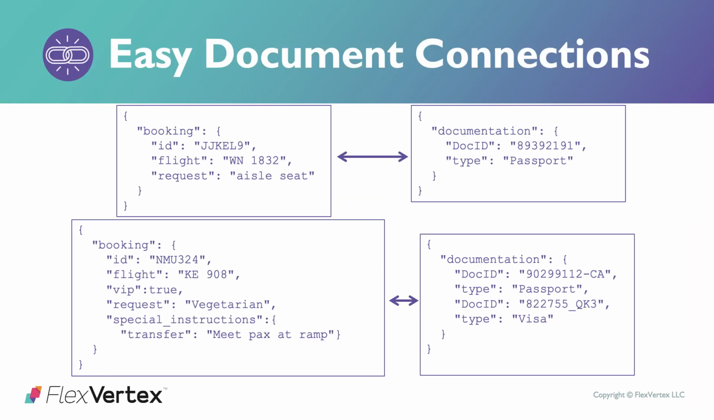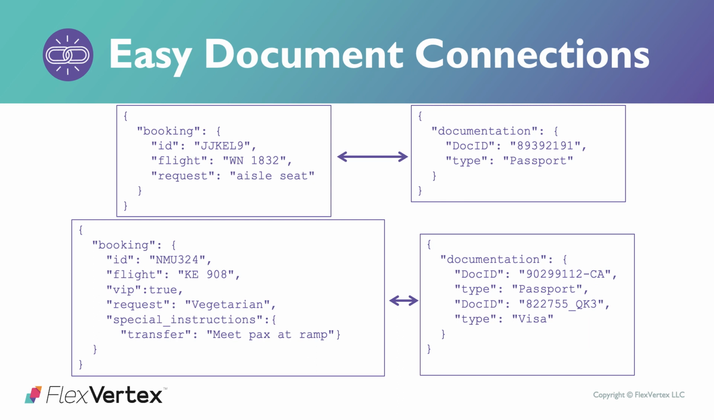Tying documents together has traditionally been a developer responsibility with document databases. This places unnecessary burdens on them and makes it easy to inadvertently sever the connection between 2 documents. These broken connections can result in orphaned documents that are very difficult to locate. In contrast, establishing connections is very straightforward in FlexVertex, and these links are automatically maintained for you.